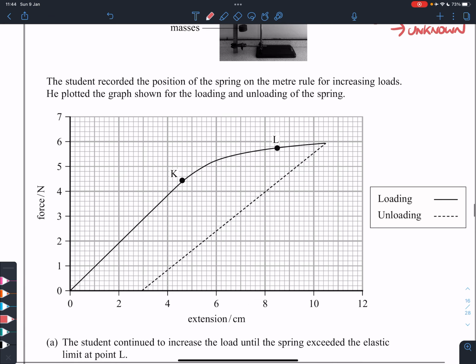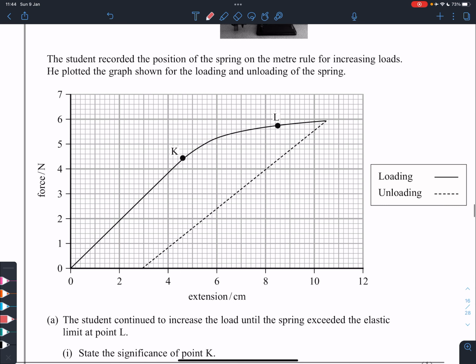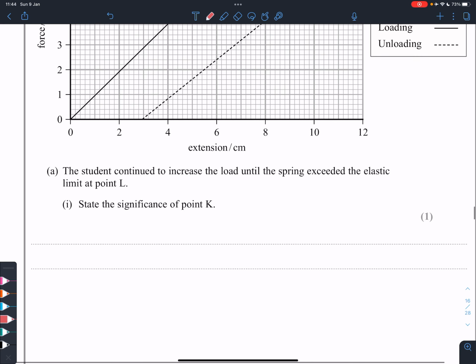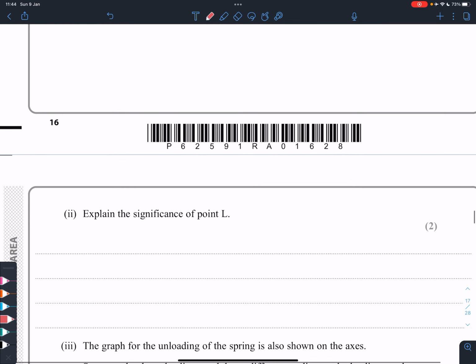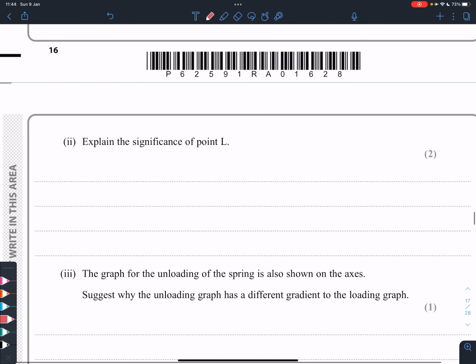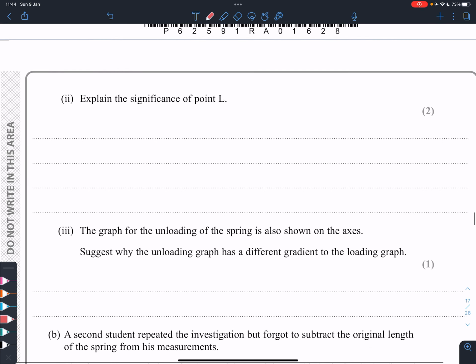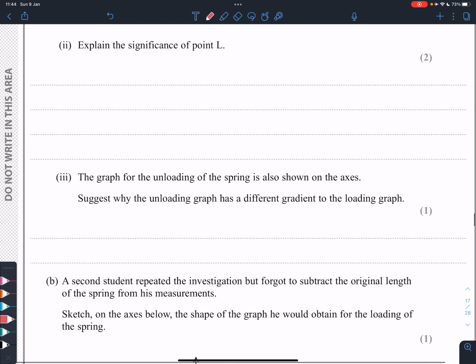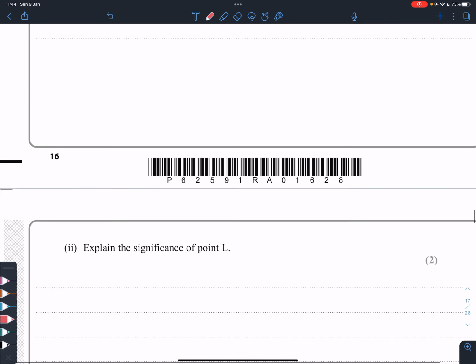Okay, so you can see this. The student continued to increase the load until the spring exceeded the elastic limit at point L. State the significance of point K. Explain the significance of point L. The graph for the unloading of the spring is also shown on the axes. Suggest why the unloading graph has a different gradient to the loading graph. Okay, that's all we'll do for now.